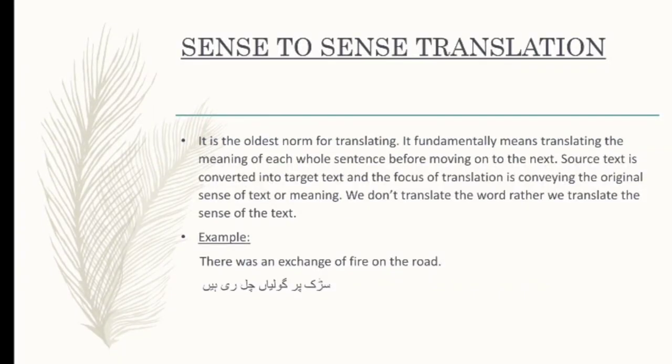Now let's discuss sense to sense translation. This type compensates for the drawbacks of word to word translation. The source text is translated to the target text, focusing on conveying the original sense of the source text. It fundamentally means the translation of the meaning of a whole sentence before moving on to the next. We can say that in sense to sense translation, we don't translate the words, rather we translate the sense of the text. For example, the translation of "There was an exchange of fire on the road" to Urdu is "sadak par goliyan chal rahi thi," which makes sense.